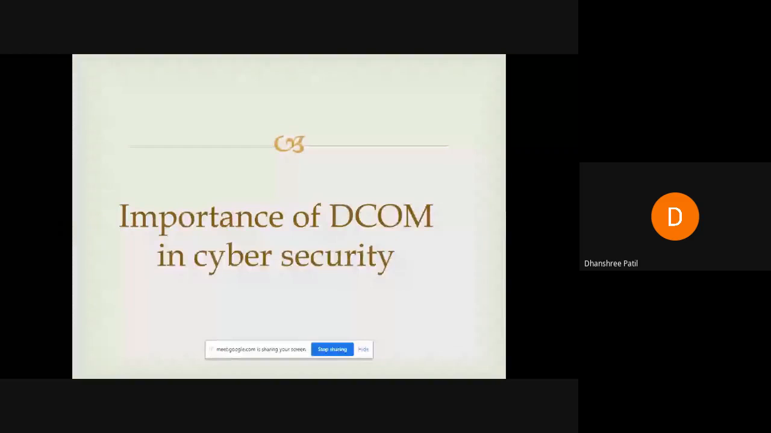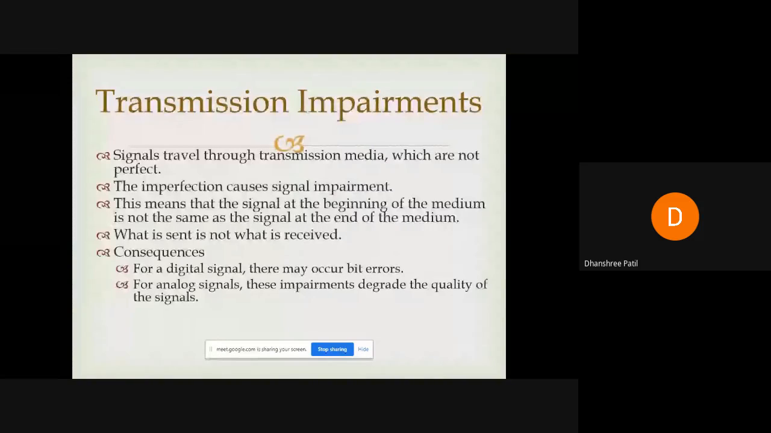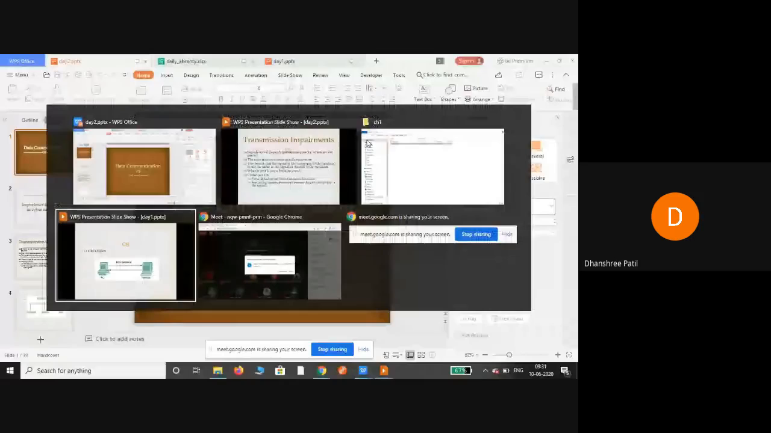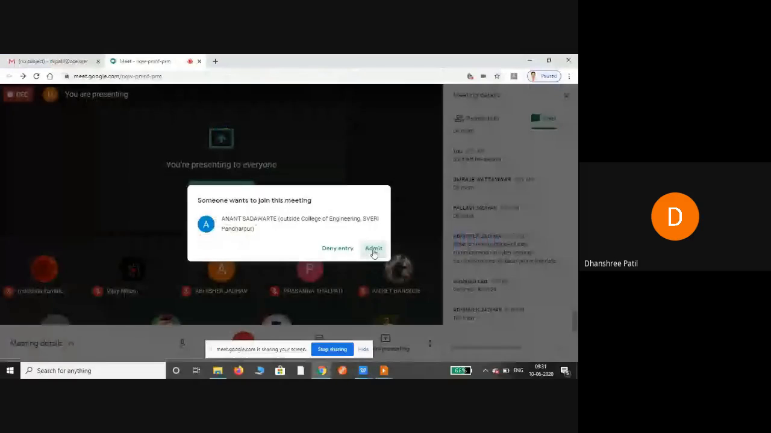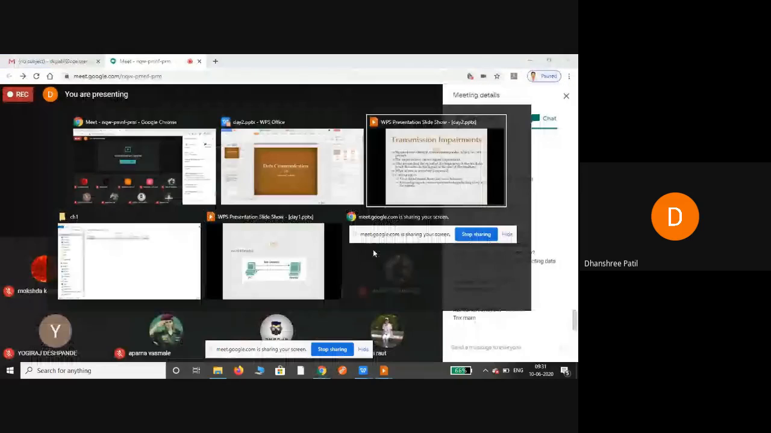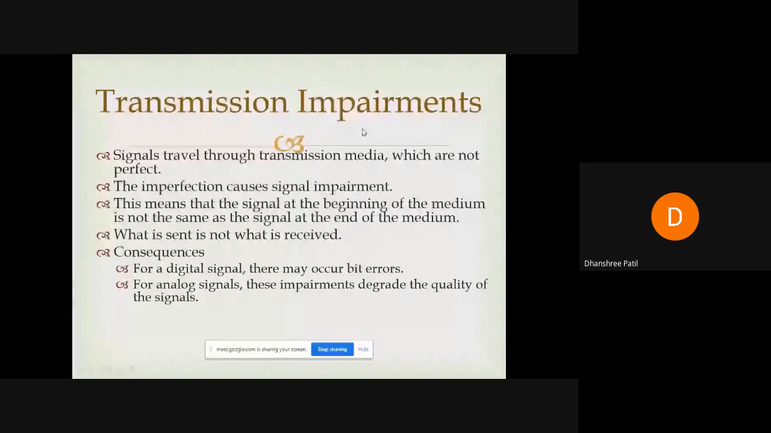Okay. So let's start our next point. The next point is transmission impairments. Transmission impairments are nothing but the obstacles, in short. Whenever a signal travels through the transmission medium, for example through wire or without wire, the medium is not perfect.